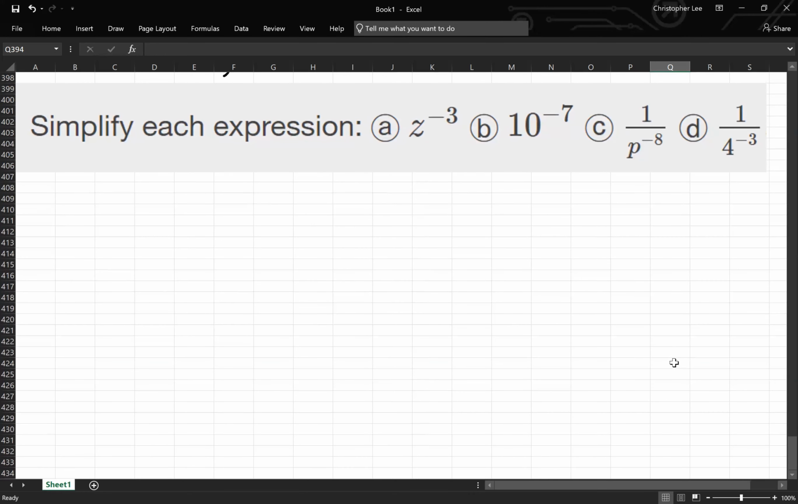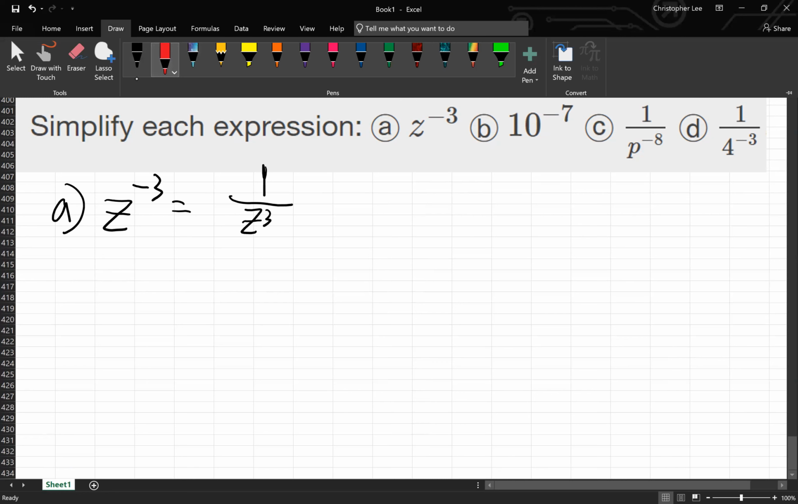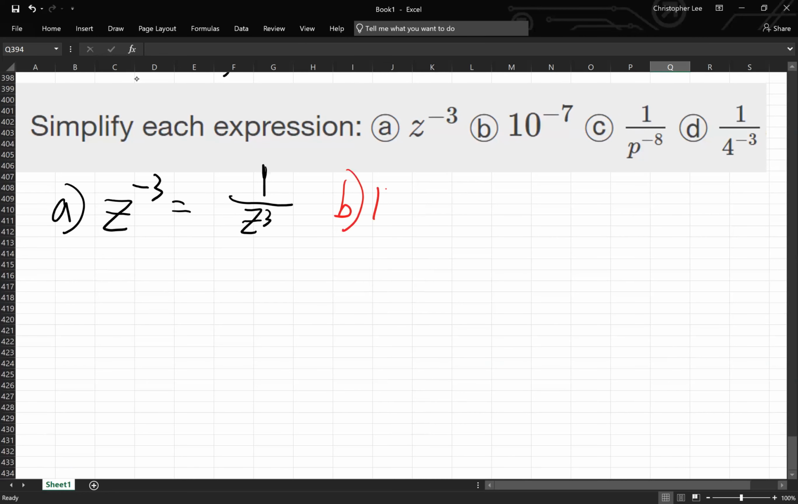All right, let's try it out. So for A, I have z to the negative 3 power. That's going to become what? Is that 1 over what? z to the third. Perfect. How about B? I got 10 to the negative 7 power. What does that become? Exactly. 1 over 10 to the 7.